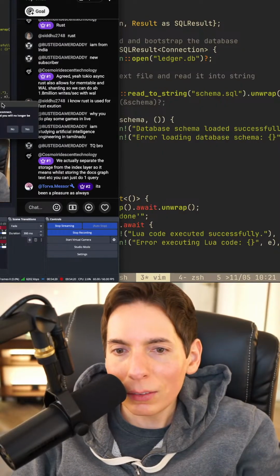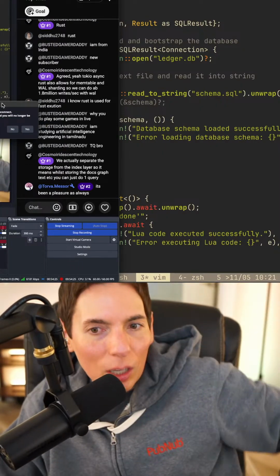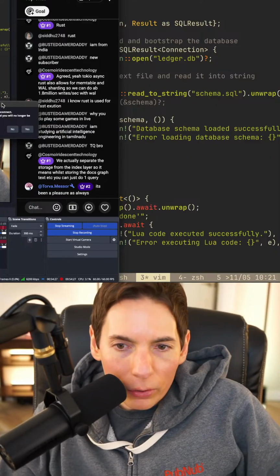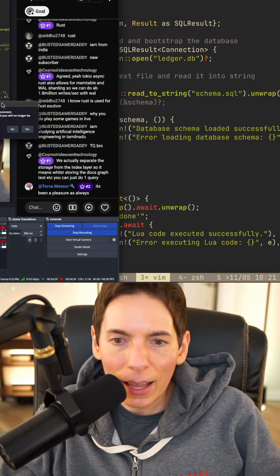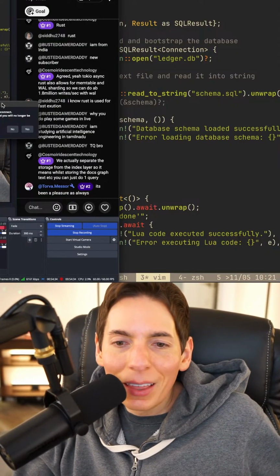We actually separated the storage from the index layer. There you go. You did it right, Cosmo. You're doing it right. You're going to keep a separate index and storage. You got it. Whilst storing the docs, graph, text, etc., you can just do one query. That's amazing. That's so good.